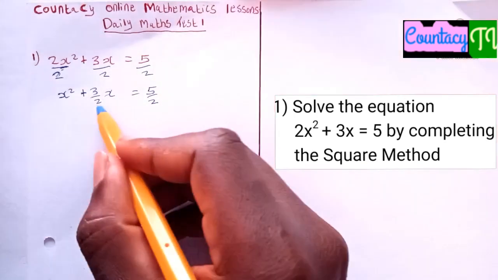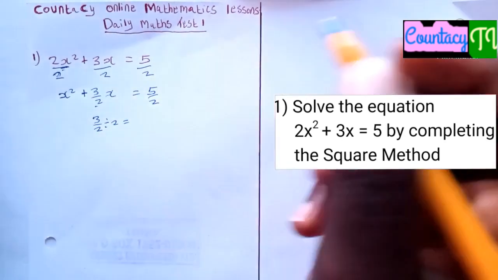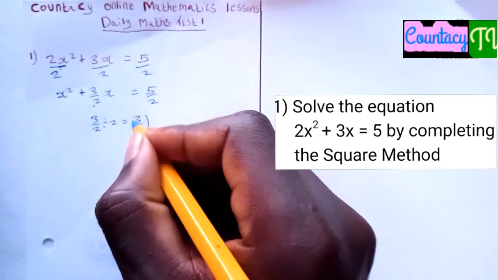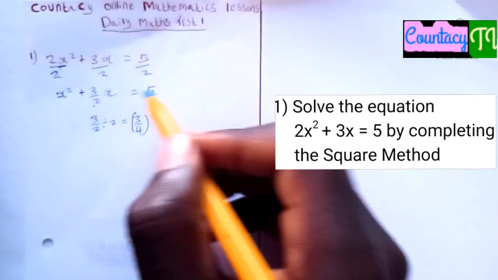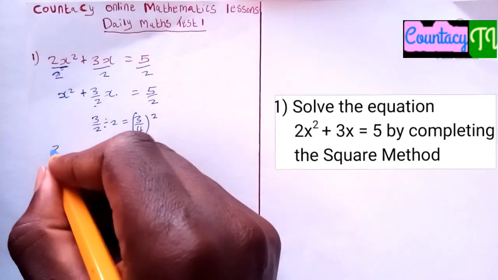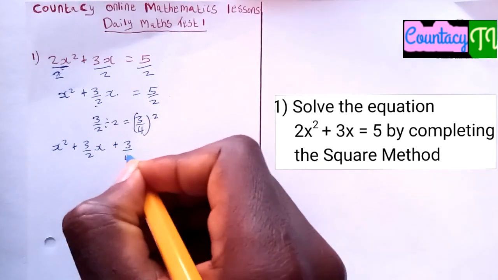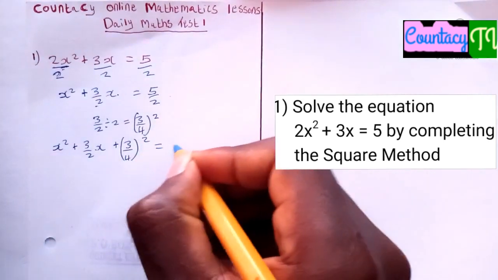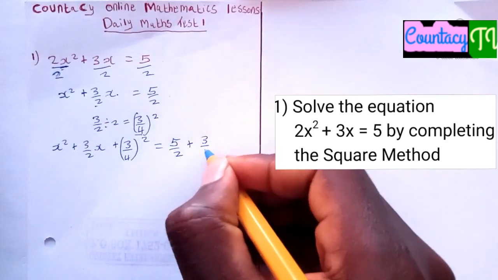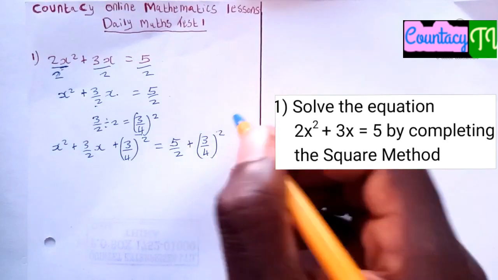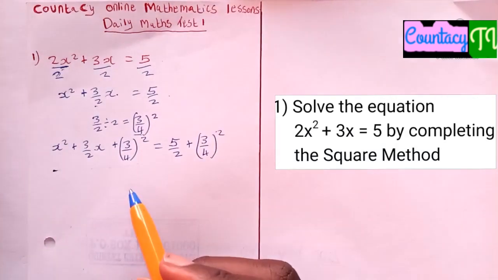Next, we take the middle value, which is 3 over 2. We divide it by 2. Dividing by 2, we get 3 over 4. Now we square this value and add it to both sides. We add it to the left side and also to the right side to have x squared plus 3 over 2 x plus 3 over 4 squared, equals 5 over 2. We still add this to the right side to have plus 3 over 4 squared. We do this in order to make the left side a perfect square.